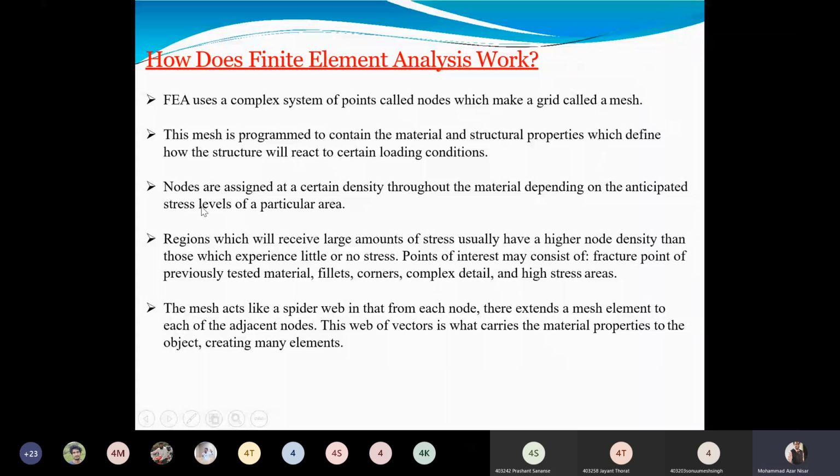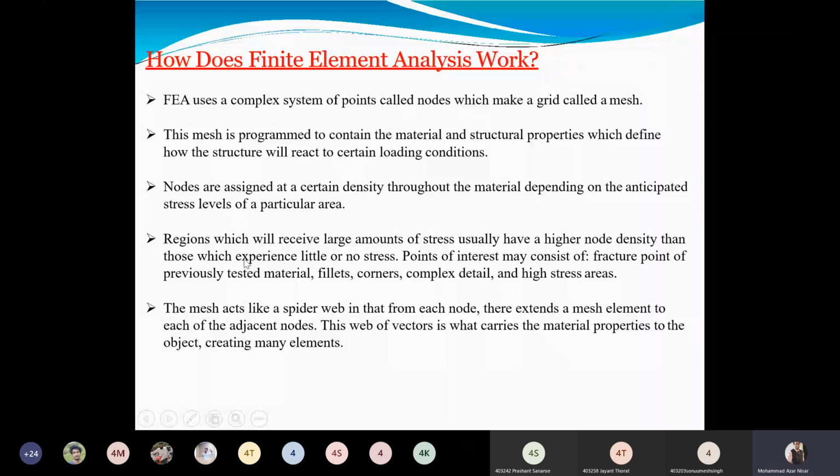We define how the structure reacts to a certain loading condition, that is called the boundary condition. After giving the boundary condition, suppose a force is there on that element. If a tangential force or a compressive force is acting on a certain element, or a point load, or a torque acting on that bar, that is called the boundary condition. So those are called loading conditions or boundary conditions. After giving that, depending upon the stress level of a particular area, it will show you the results. Then after giving the boundary condition, we will go for the solving purpose.